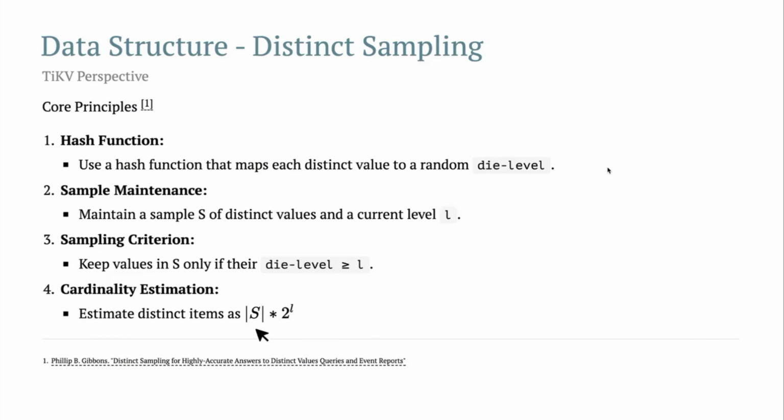Basically, we use a hash function to map each distinct value to a random value and check its binary representation to determine the die level. It's just the same as the FM sketch. If there are no trailing zeros, the die level is 0. If there is 1 trailing zero, the die level is 1, and so on. It's pretty straightforward, right? If you want to look at the more detailed concept of this algorithm, you can take a look at this paper. It's a very good paper and easy to understand because they don't put too many mathematical formulas in it.